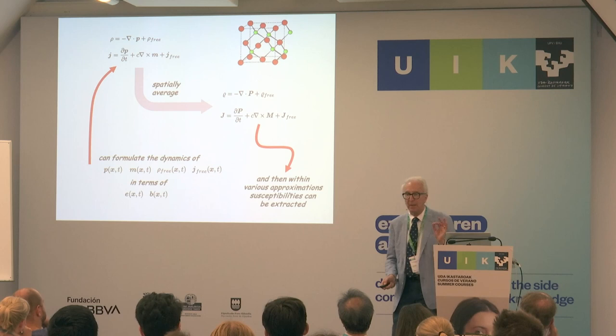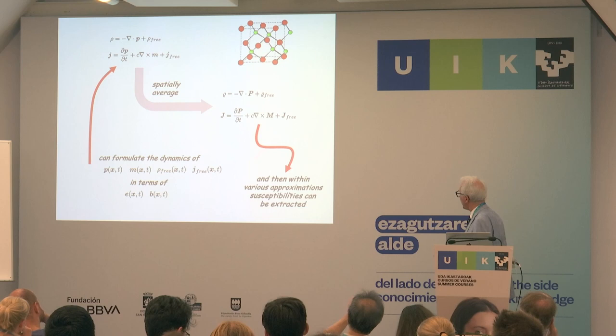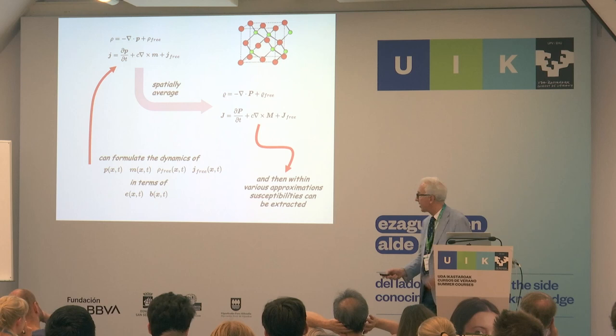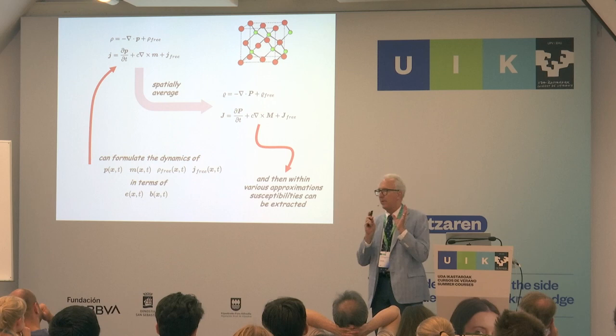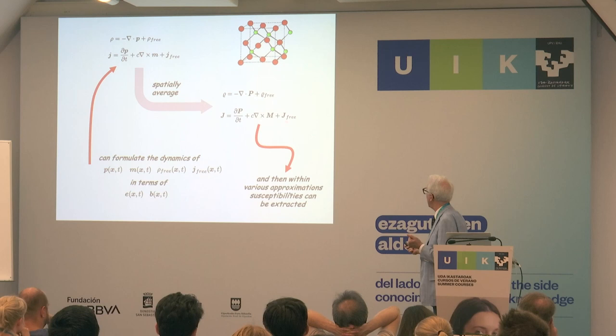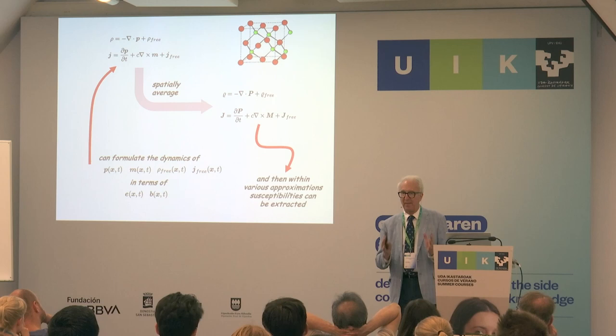Okay? And then within various approximations, one can extract the kind of susceptibilities I talked about a couple hours ago that one would write down for P and M. Okay? So that's the kind of strategy we want to follow. That's how we want to introduce these macroscopic fields, P, M, rho free, and J free, and build up the dynamics in that way. Okay, so that's the approach.